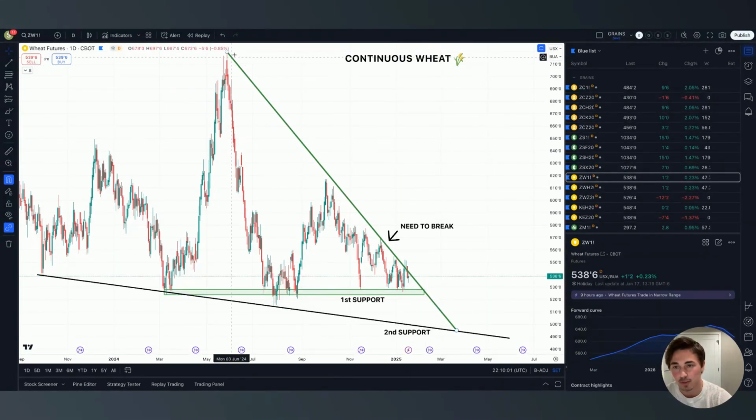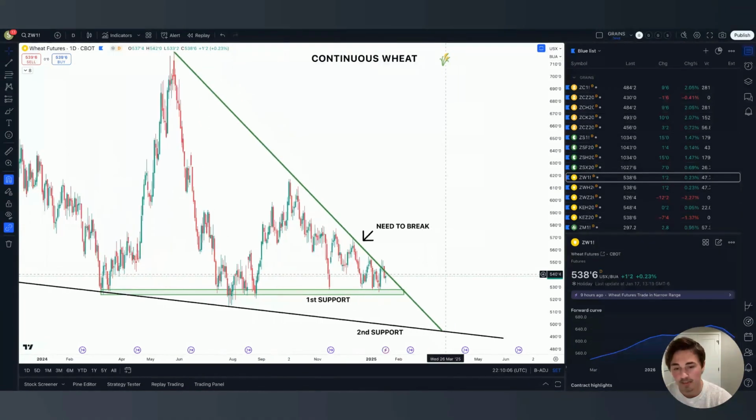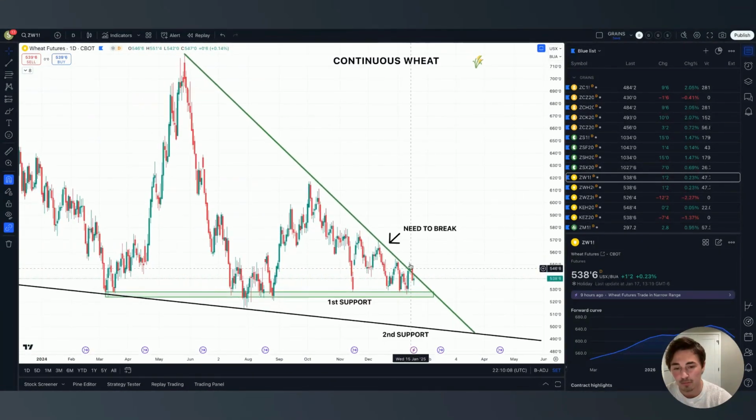So bulls really just want to get a break above this downward trend that we've been trapped in since May. So last week it did look like we were trying to break above it, but we kind of failed, came back in, and now we're still trapped under it.